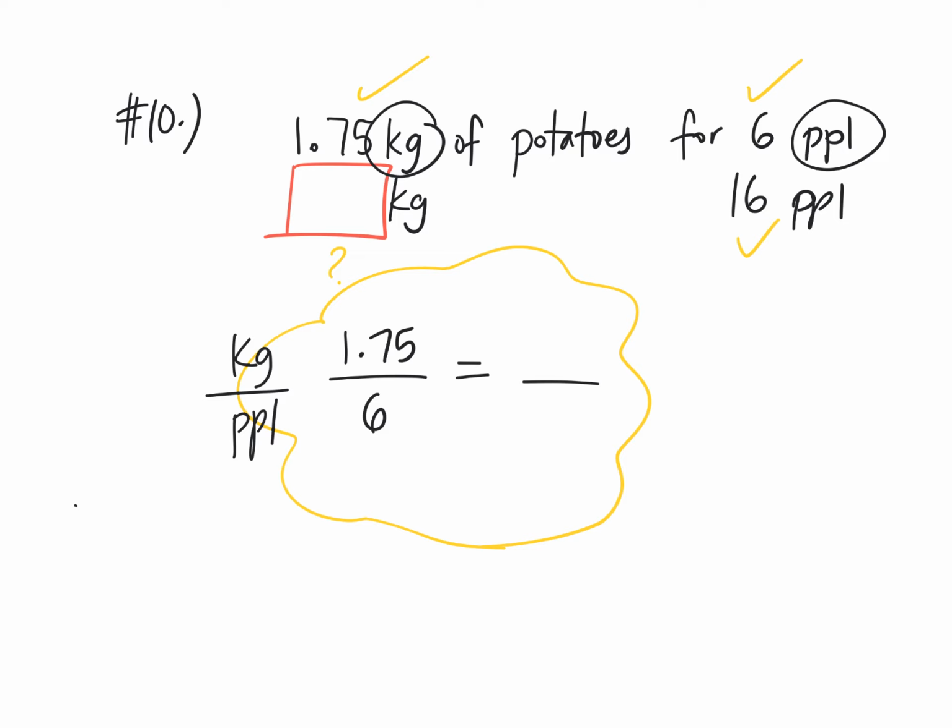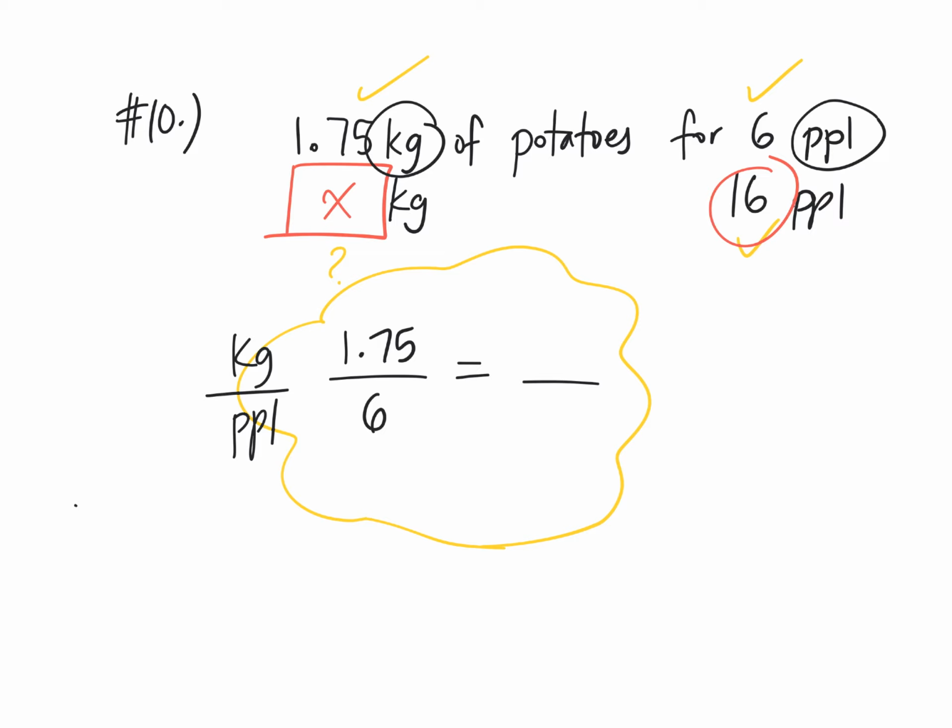Raise your hand if you wrote that somewhere on your page. I wrote it in there. Okay, well, we need to figure out the proportional relationship. If I have 1.75 kilograms for every 6 people, I need to figure out how many kilograms, that's my unknown, I'm going to call it X, for every 16 people.